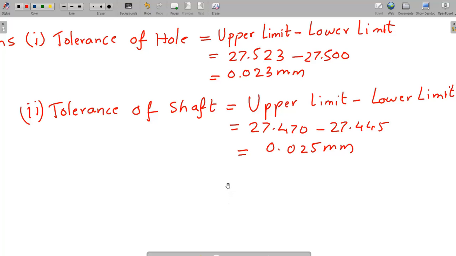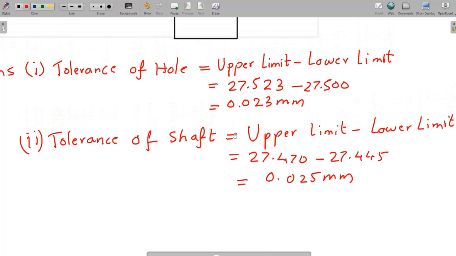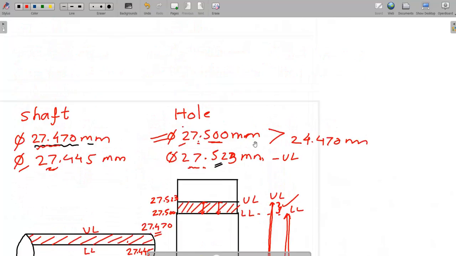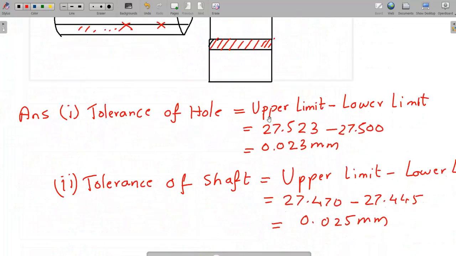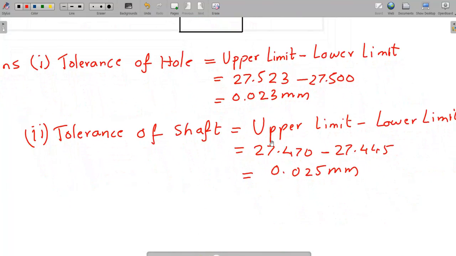Now the next thing they have asked, we have to find the allowance. The question says tolerances and allowances. Now what is allowance?